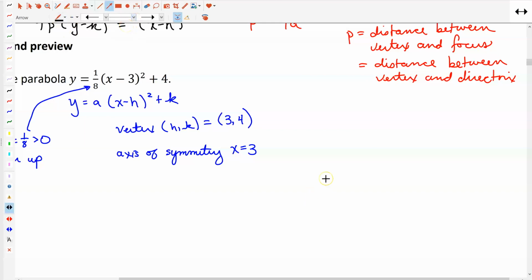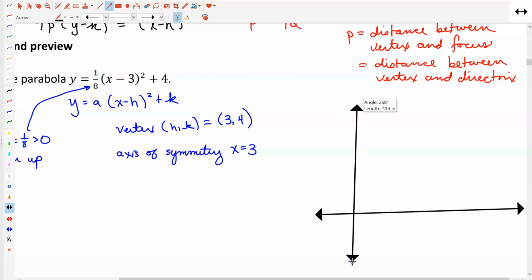All right, put down a couple axes. So I know my vertex is going to be at (3, 4) and opens up. So we're going to be dealing a lot with that first quadrant. Don't really need to worry about the other quadrants so much. All right, so 1, 2, 3, 4, 5, 6. And then 1, 2, 3, 4, 5, 6. Okay, so (3, 4) is where I'm supposed to have this vertex.